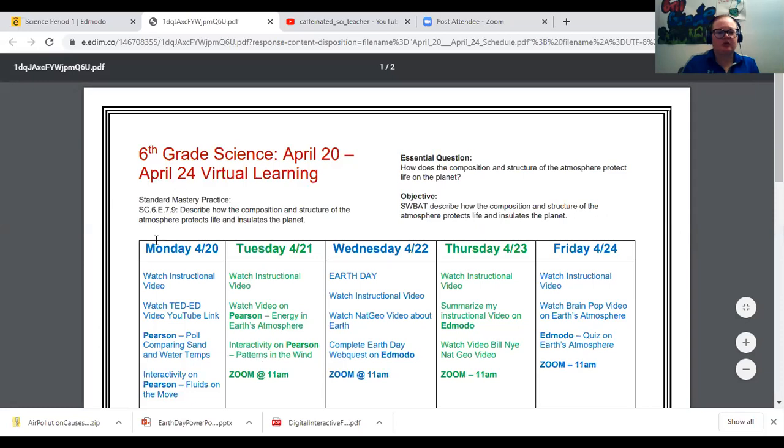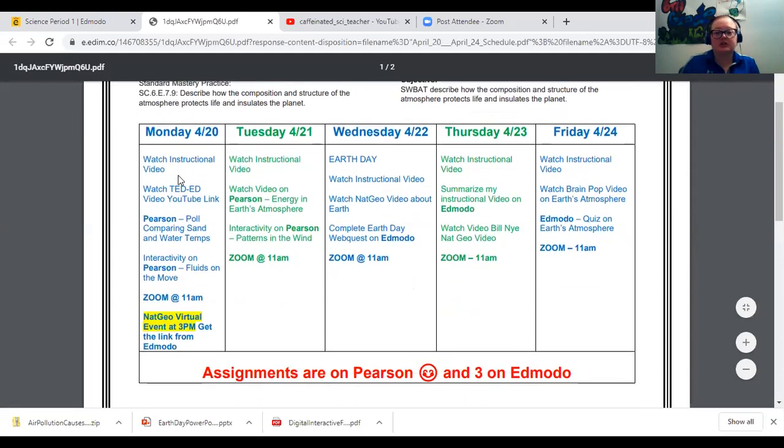So April 20th to the 24th, you guys are learning this standard right here. You're going to describe how the composition and structure of the atmosphere protects and insulates the planet. And your essential question is, how does the composition and structure of the atmosphere protect the planet? And you'll be able to describe the composition and structure of the atmosphere as it protects the planet and insulates the planet. So you're going to watch this instructional video that I hope works for me to upload to YouTube. You're going to watch the TED Ed one that I just showed you right here.